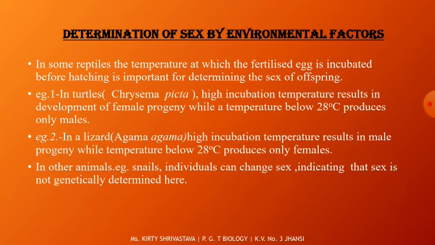Another example is that of lizards like Agama agama, where high incubation temperature results in male progeny, while a temperature below 28 degrees Celsius produces only females. Yet, in other animals like snails, individuals can change sex, indicating that sex is not genetically determined in them.